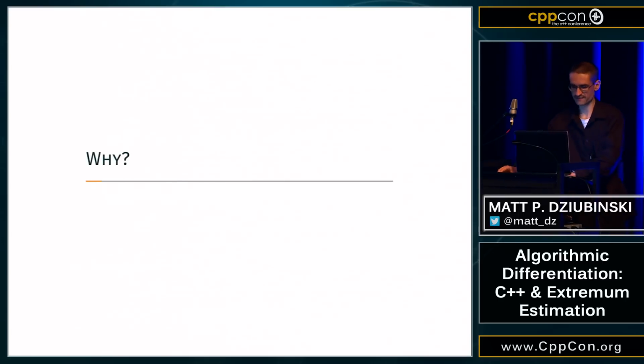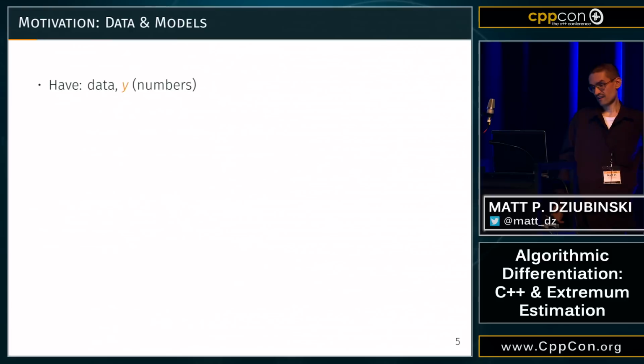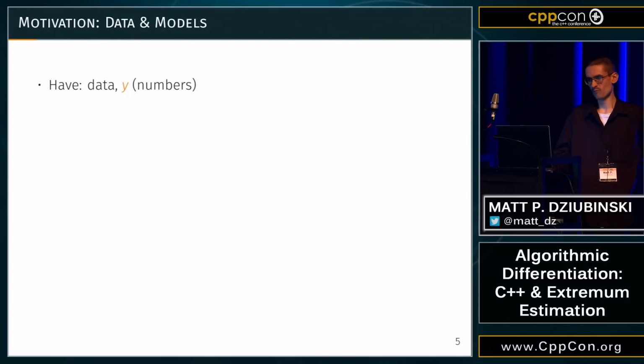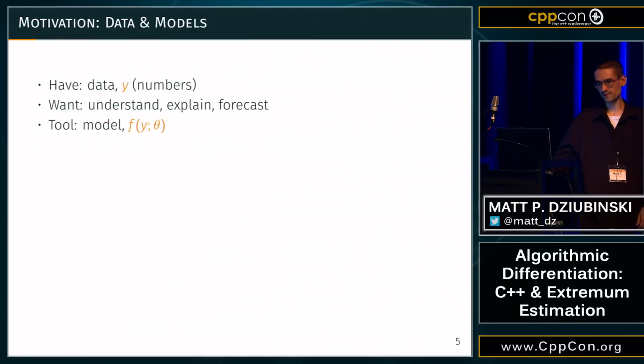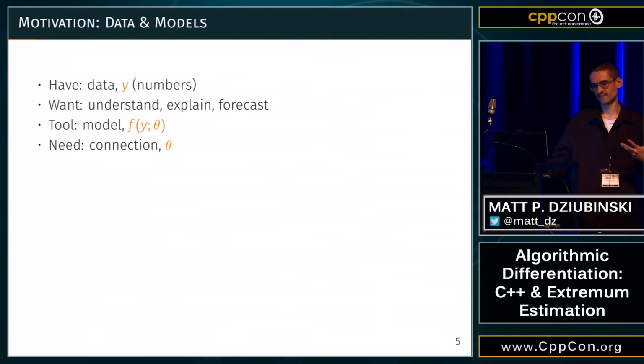So first, let's start with the why. The scenario is that we have a bunch of data, which is usually a bunch of numbers, that I'm going to call y. What we would like to understand about this data is either something that explains how it came about, or something that is going to tell us what that data is going to be in the future. And the tool we use to do that is called a model, which is usually just a bunch of mathematical equations that explain just that.